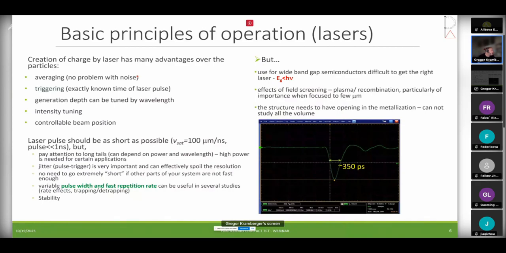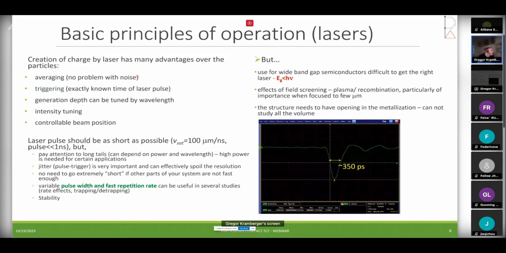I listed five of them, the most obvious ones. So if you have a laser, there is no problem with noise, right? Because you can average and repeat, you can shoot as many pulses as you like to get the shape of the signal in your sensor. So this is a good thing.